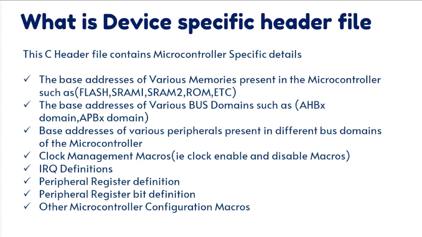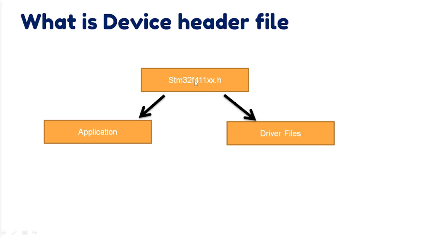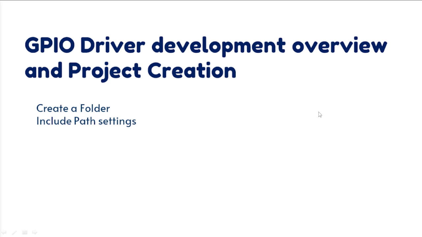So we are going to write this header file today from scratch. Okay, we are going to cover the memory part, the AHB part and the APB part. The rest of the parts we'll cover as we go through the course. So this device header file, stm32f411xx.h, will be used by the application as well as by the driver files. Okay, the driver files like gpio_driver.c and gpio_driver.h, i2c.c and i2c.h, spi.c, spi.h. So it can also be used by the driver files. Okay. So let's go for the coding part.